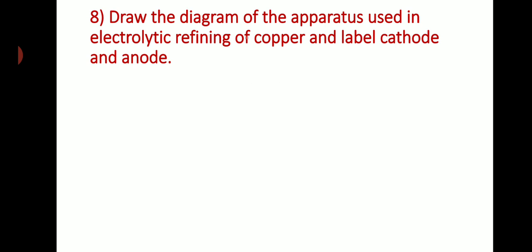Okay, the last one, this is the homework. You have to draw the diagram of the apparatus used in electrolytic refining of copper and also label cathode and anode. This is an important diagram. Draw it in your notes.